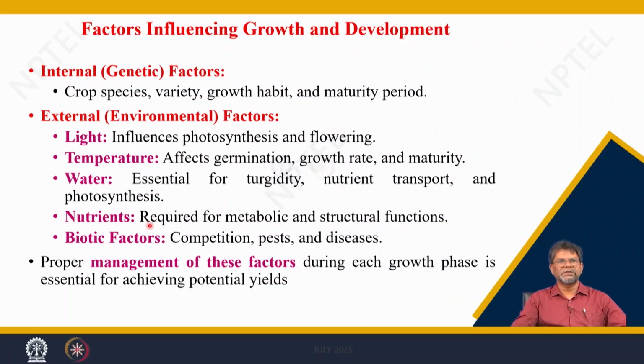Then also the abiotic factor: nutrients required for growth and development. So we are not going to discuss what nutrients are essential. There are around 17 essential elements for crop growth and development. We know there are macronutrients and micronutrients, particularly carbon, hydrogen, oxygen, and nitrogen, phosphorus, potash, calcium, magnesium, sulfur.